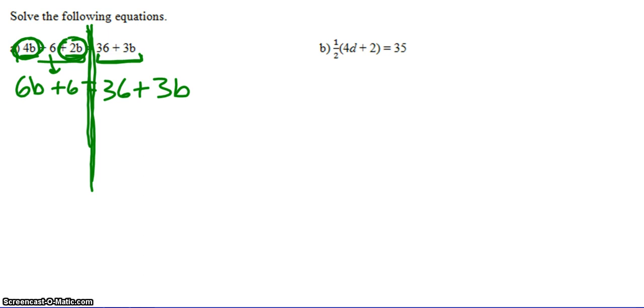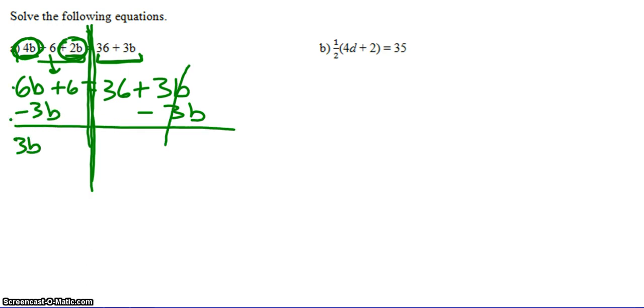Okay, so now you should know what to do. It's simplified, so we should eliminate. Get rid of a letter. We can't have b's on both sides. Okay, so therefore, I would just subtract 3b here, subtract 3b here. Those would go away. 6b minus 3b is 3b, plus 6 equals 36.